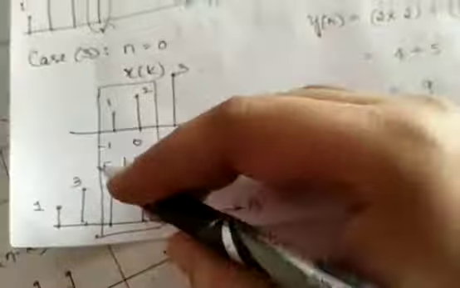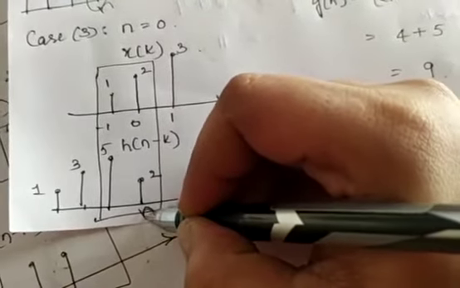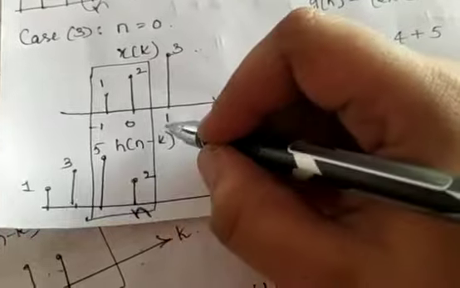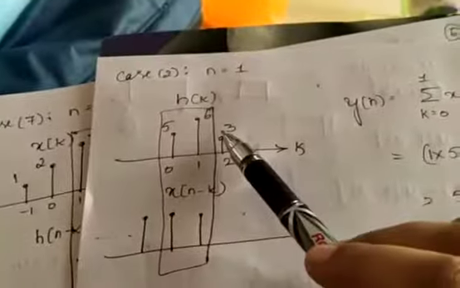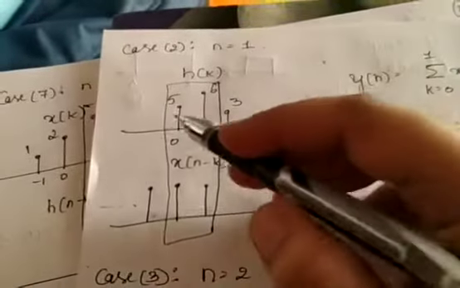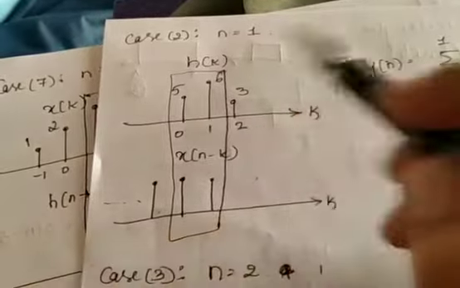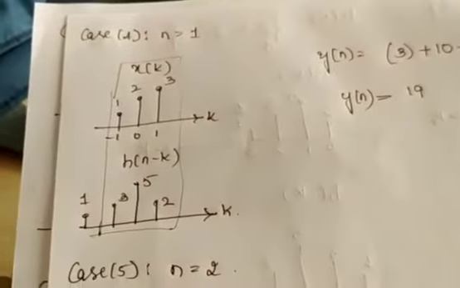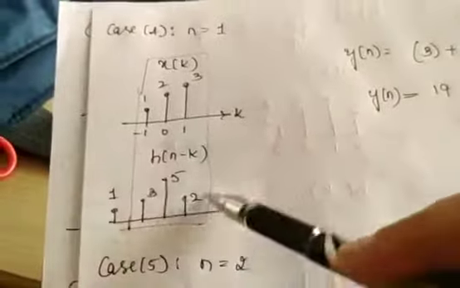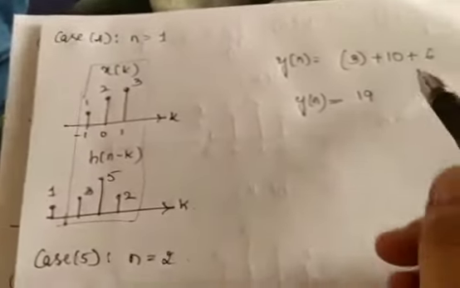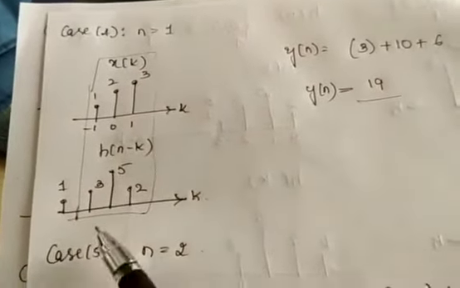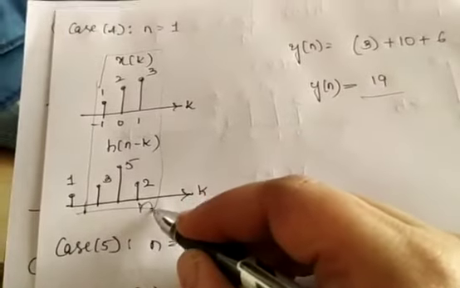Next, again shift h of n minus k to the right by one position, so that n becomes equal to 1. When n is equal to 1, all the 3 samples get overlapped. So multiply the respective amplitudes. That is 3 into 1, 5 into 2, 3 into 2. Add the products, 19. So further move such that n becomes 2.